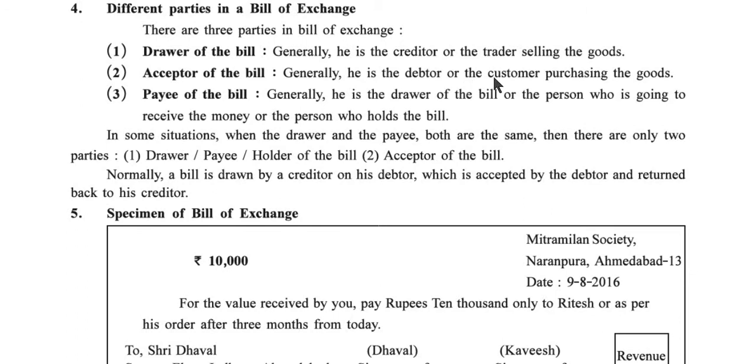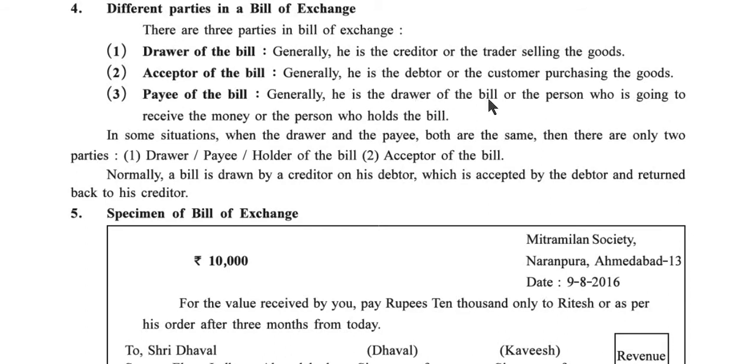Generally, he is a debtor or the customer purchasing the goods. Here, the drawer is the trader selling the goods on credit, and the acceptor is the customer purchasing the goods on credit. So, one who purchases the goods on credit is the debtor, and one who sells the goods on credit is the creditor. Payee of the bill.